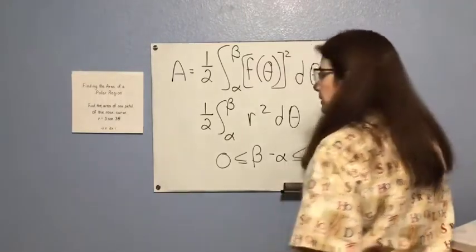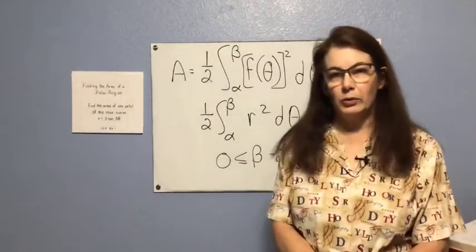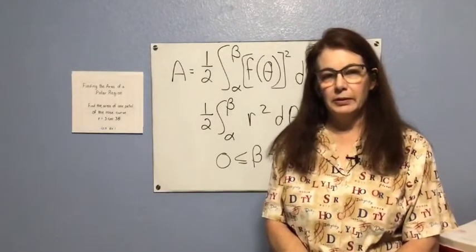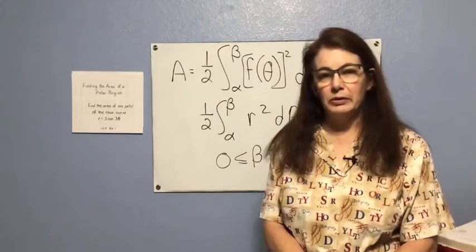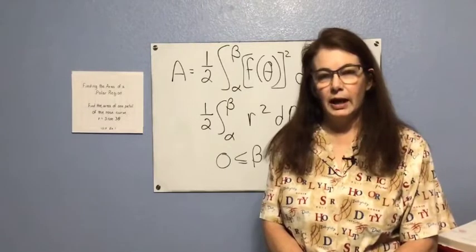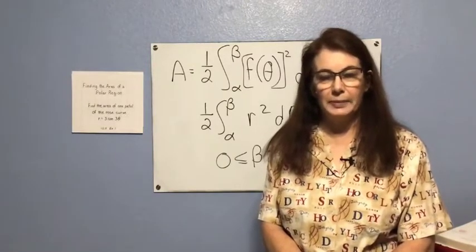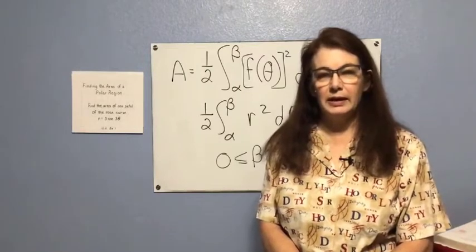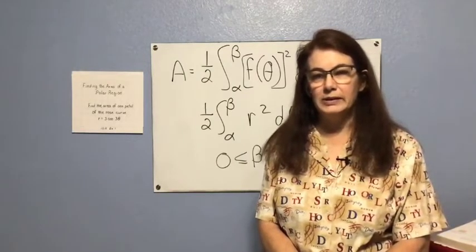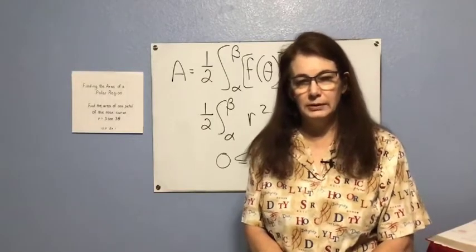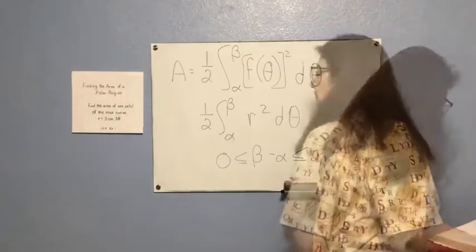Okay, the principle behind finding the area of a polar region is very similar to what we did when we were working with rectangular coordinates and we cut up our area into an infinite number of small rectangles or trapezoids. But in the case of a polar region, we're going to be cutting our area up into segments of a circle. Let's take a look at this.